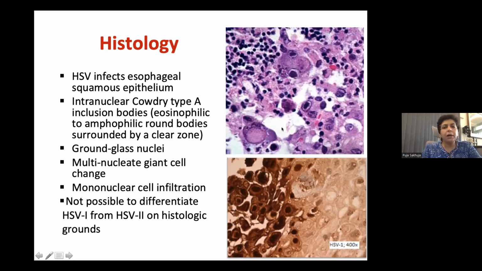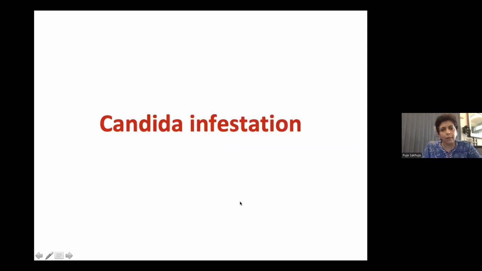Now, whenever we see multinucleate giant cells, because that is easier to pick up on low power, we definitely go to high power to look for the ground glass or Cowdry type of inclusions. And it is in a background of mononuclear inflammation. And if there is any doubt, one can do an immunohistochemical stain for herpes simplex virus and make a confirmatory diagnosis. Type 1 and 2 are not distinguished on histology, and most of the cases are due to type 1.